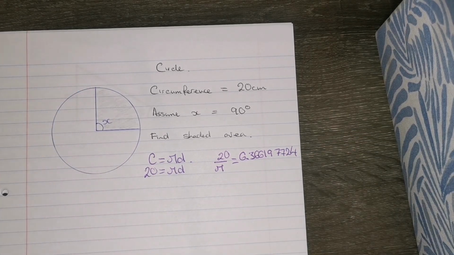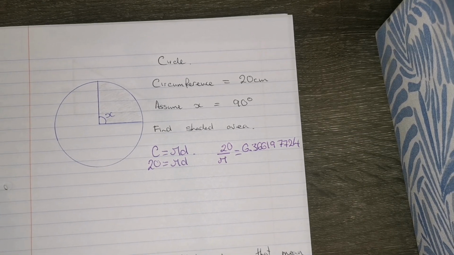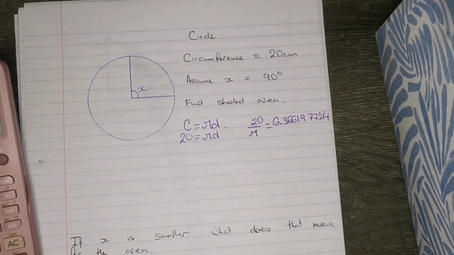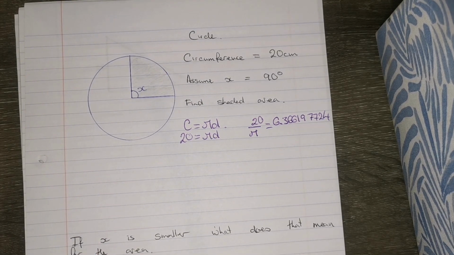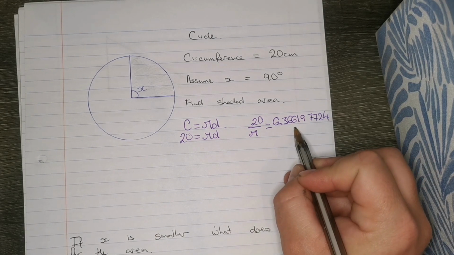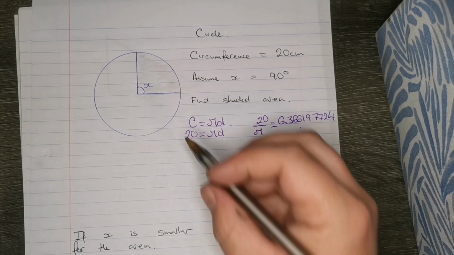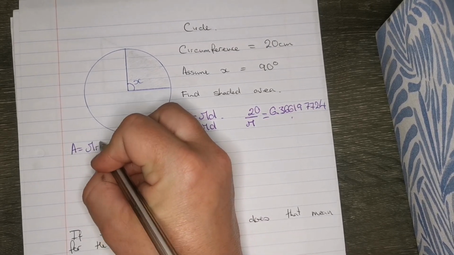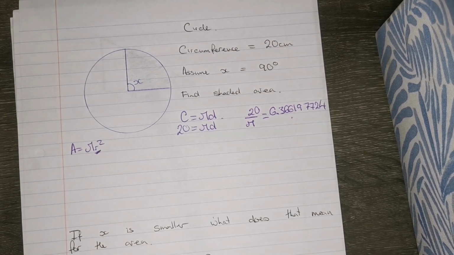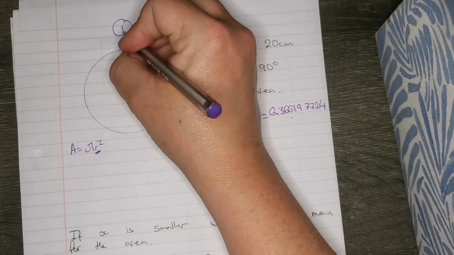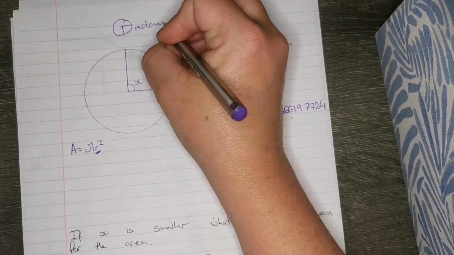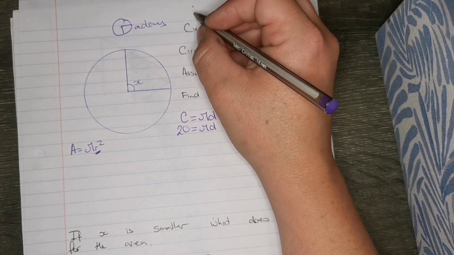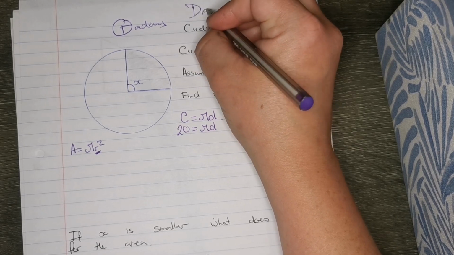6.3661977724. Now, I'm a bit funny when I do these. I tend to keep all the decimals all the way through and then round it right at the very end, just so that I don't get any little errors cropping up. That is my diameter. If I want to find the area of that bit, area is pi r squared, so I'm going to need the radius. A radius is half of a diameter.